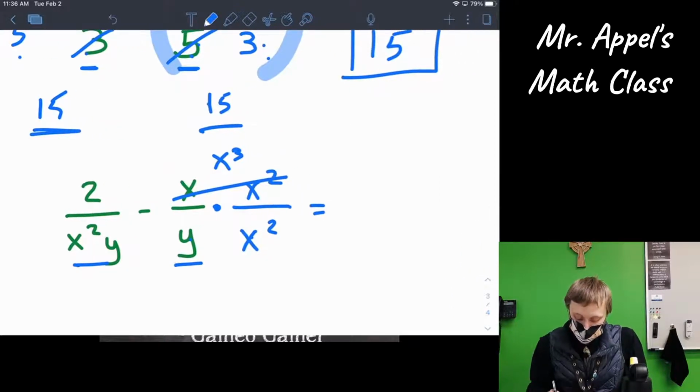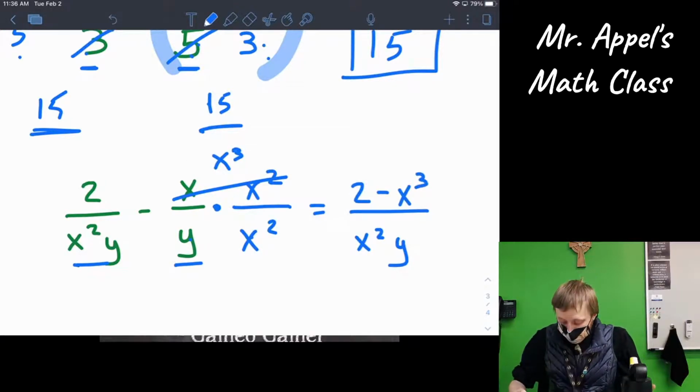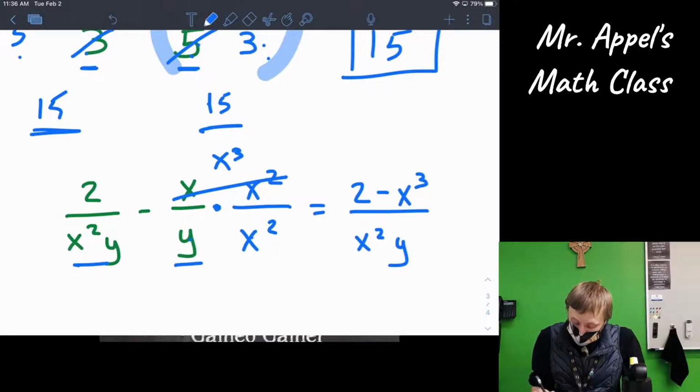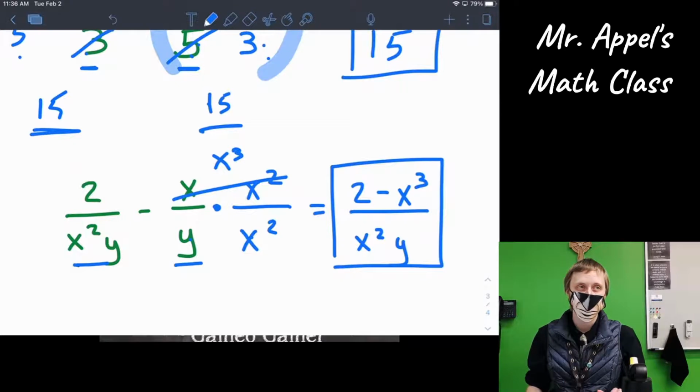I don't have to do anything to the other side. It's fine as it is. We'll just leave it. And the denominator is just going to be the x squared y. And up top, I'm going to have 2 minus x cubed. And, well, it's funny looking, but that's the answer. That's it. There's nothing else I can do to that.